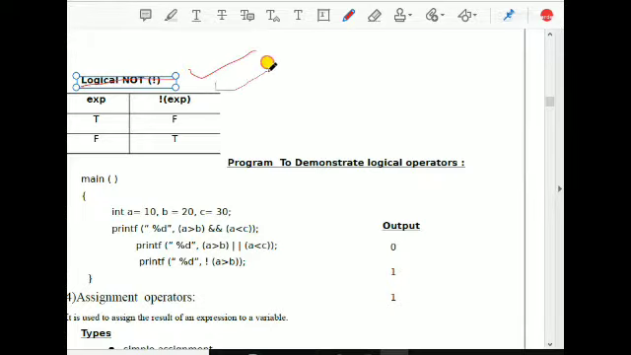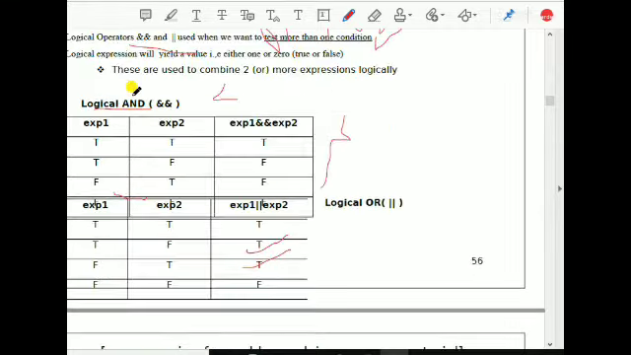Logical not means if the answer is true and you want to create some false condition, you can use that. See, if true is given, you can use false. If false is given, then it will give true. Just the opposite of this. You can easily draw these 3 tables.